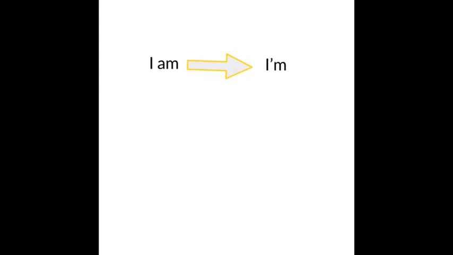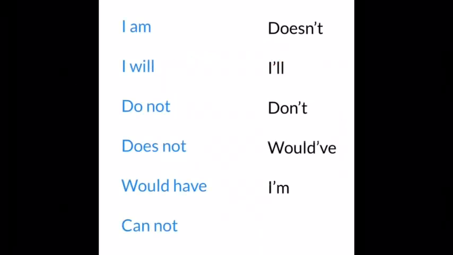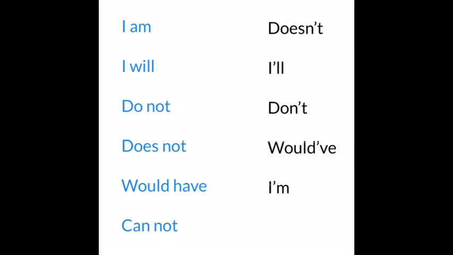And if you have a look here, can you see the apostrophe where I've omitted, I've got rid of the A. But it's still meant to be there, so we've put our apostrophe, and instead of I am, we can say I'm. On the left, we have some phrases, and they're in blue. And on the right, in black, I have the contracted words.